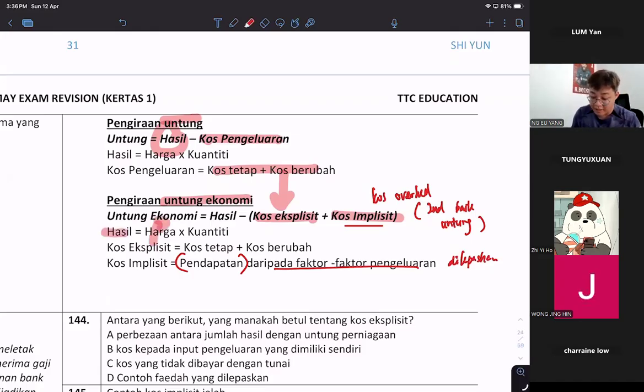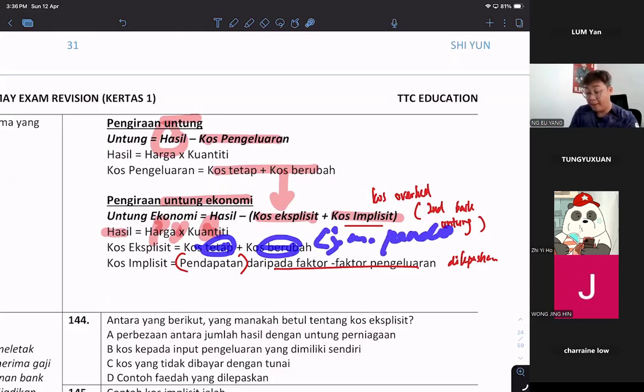Hasil is using your price multiply your quantity. Hasil. So that's why this is your income. Income is not profit. Profit you have to minus your cost tetap and cost berubah. So what is cost tetap? From the input tetap. So what is cost berubah? For the input berubah. So this is your jangka masa pendek.